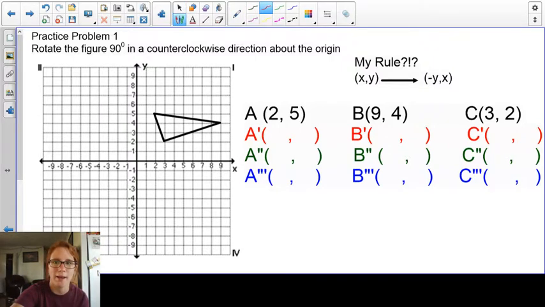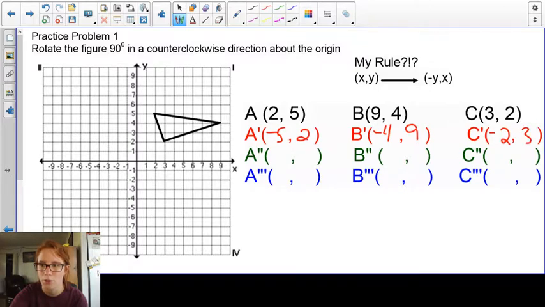So let me get my red pen out. Make it a little thinner so we can read. So we're going to take my X and Y's and we're going to flip spots, and then my Y is going to be the opposite sign. So I'm going to have -5, comma 2, -4, comma 9, and -2, comma 3.